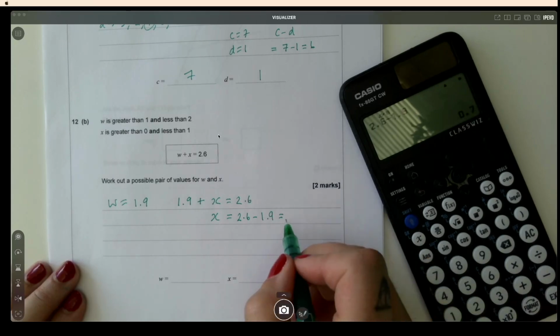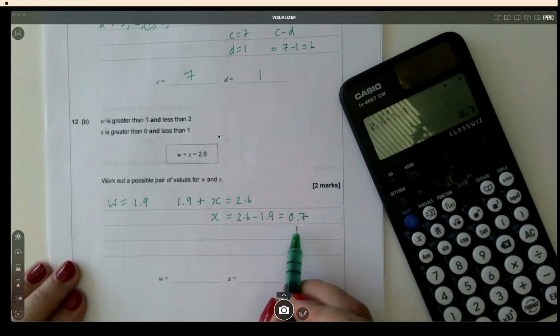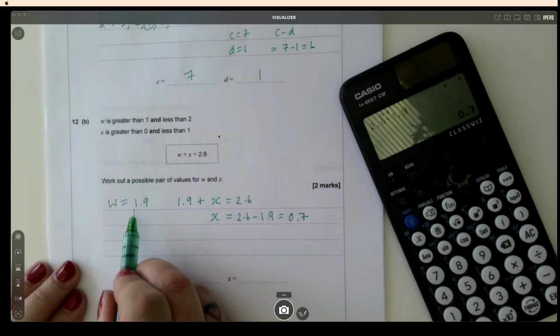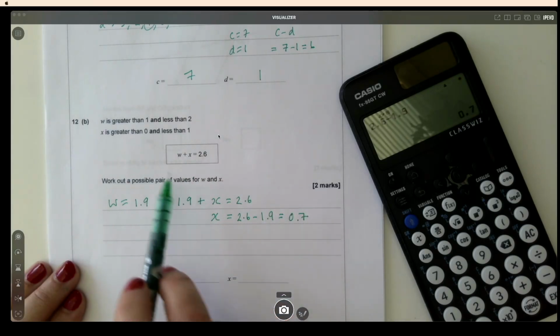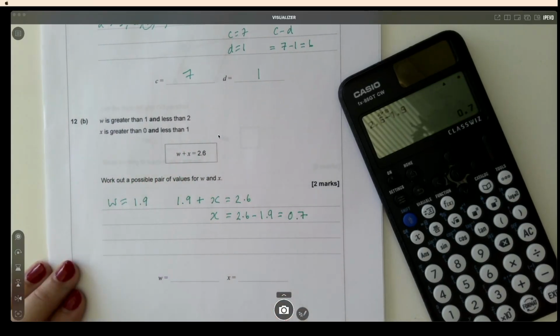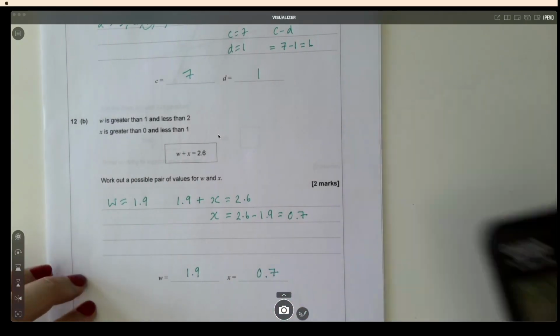Okay, so the answer is 0.7, which is greater than 0 and less than 1. If it wasn't, then I would go back and try another value of W between 1 and 2 until I found a value that fell between 0 and 1 for X. So we're going to say that W can be 1.9 and X can be 0.7.